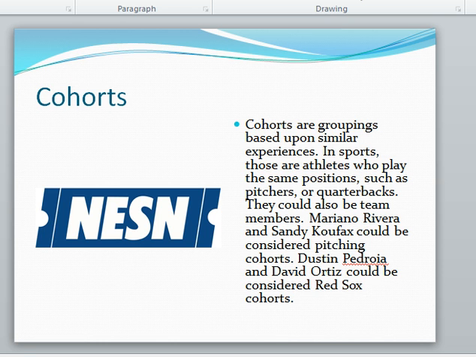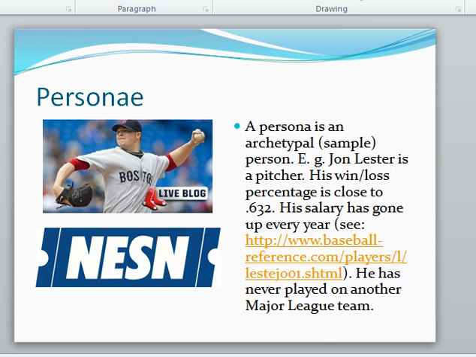But if you only wanted to look at relief pitchers, then Koufax is out of the mix, and Mariano Rivera is paired with Koji Uehara and guys like that. Or if you're looking at a team as a collection of cohorts, then the Red Sox cohorts would include guys like Dustin Pedroia and David Ortiz.